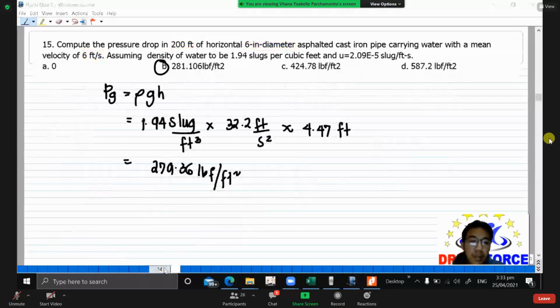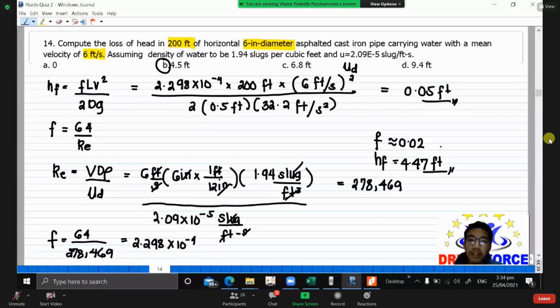Yan, so again, ang ginamit niya dito sa number 14 and 15, friction factor is 0.02. Though nakuha natin dapat yung exact na friction factor, yan yung exact niya, 2.298 times 10 raised to negative 4.